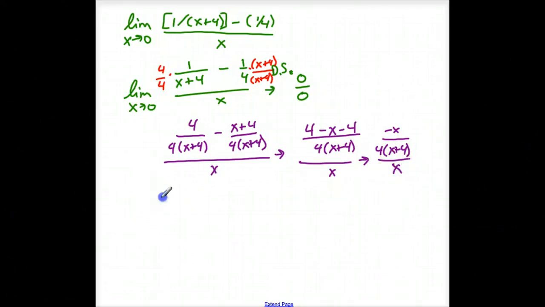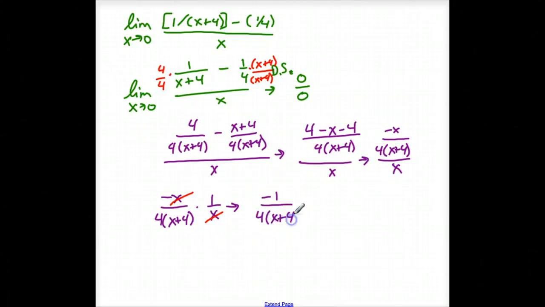To simplify that, I want to multiply by the conjugate of the denominator. What's the conjugate of x? It's 1 over x. So multiply those. I want to cancel the x and the x. So I still have a negative 1 on the top, and I have 4 times the quantity x plus 4.